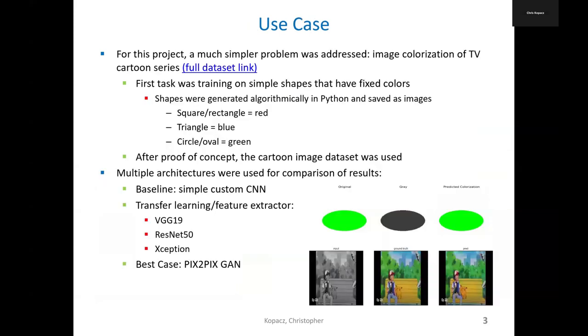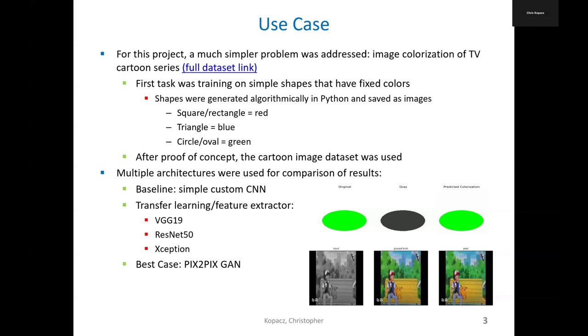My use case is a much simpler example. I started by training the models on basic shapes where circles and ovals are always green, triangles are always blue, and squares are always red, just to verify that the architectures that I had decided on actually could work. And then from there, I implemented a much larger data set of images from different cartoon television shows.